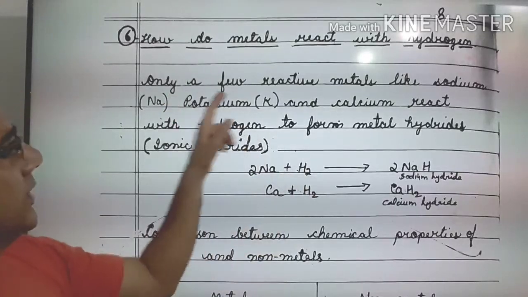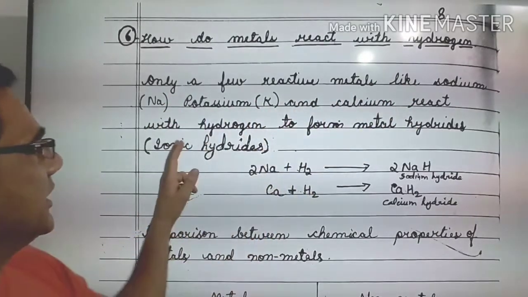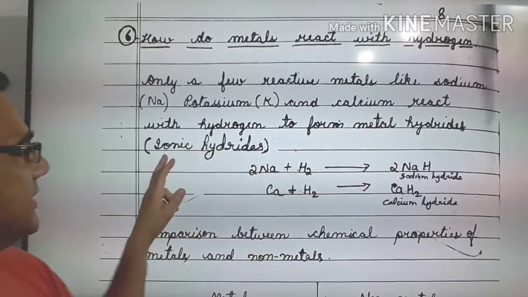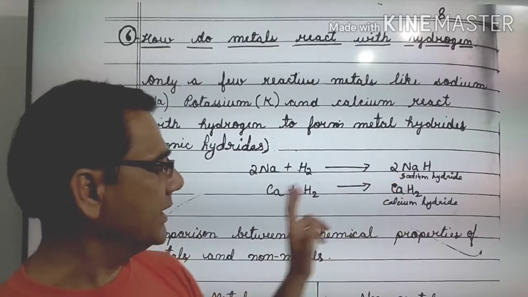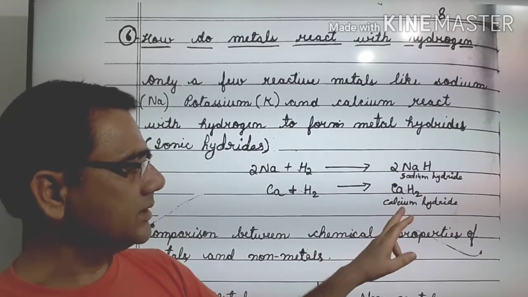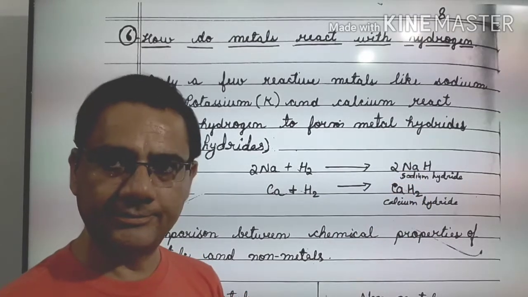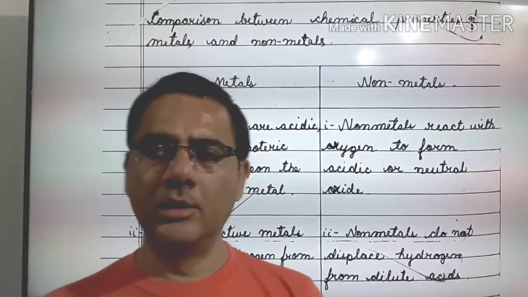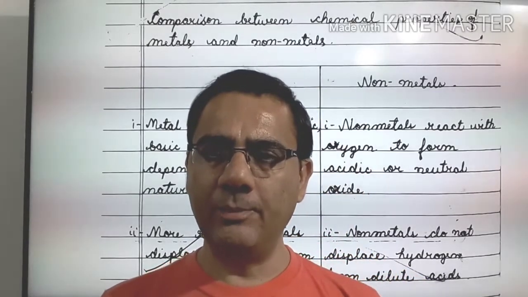So it is written that only a few reactive metals like sodium Na, potassium K and calcium react with hydrogen to form metal hydrides, and these metal hydrides are ionic in nature. See, 2Na plus H2 gives 2NaH, Ca plus H2 gives CaH2. This is calcium hydride and this is sodium hydride, and these are ionic in nature. So we have studied all about the chemical properties of metals.